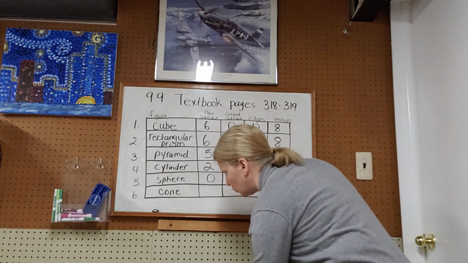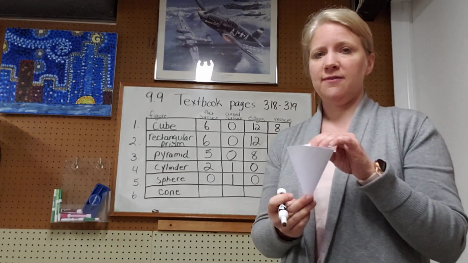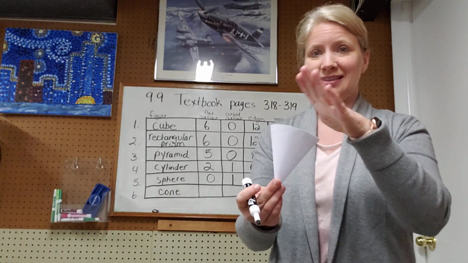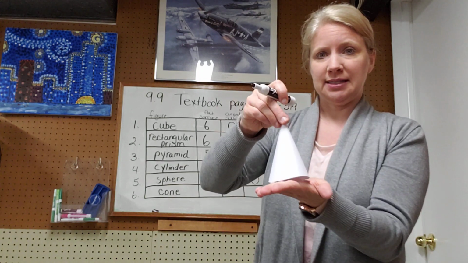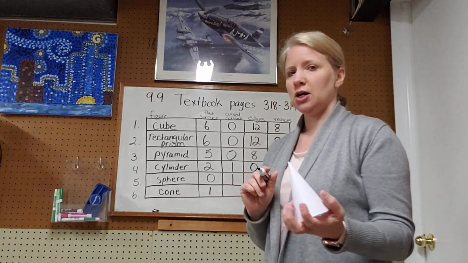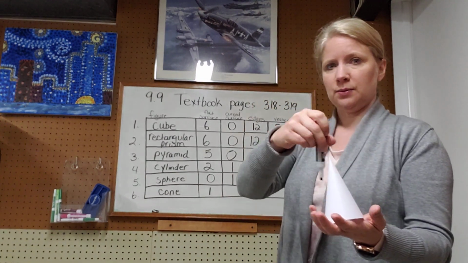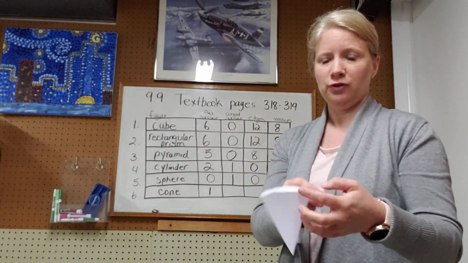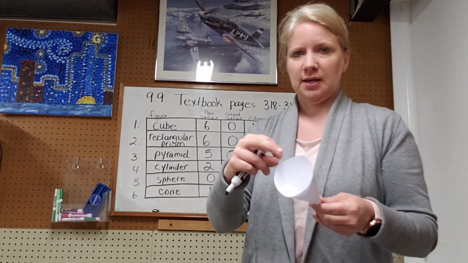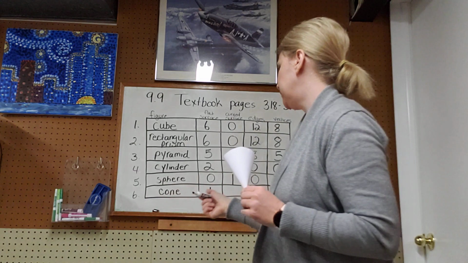Let's talk about the cone. How many flat surfaces does this have? It has 1. The bottom, the part that it sits on, is flat. 1 flat surface. A curved, it has 1. It goes around. This is curved. So as it goes around, it's curved.